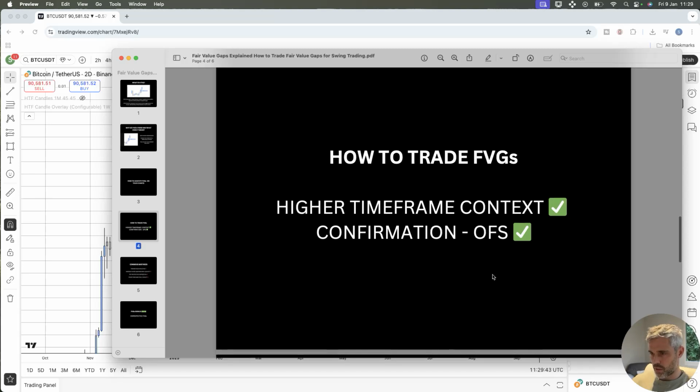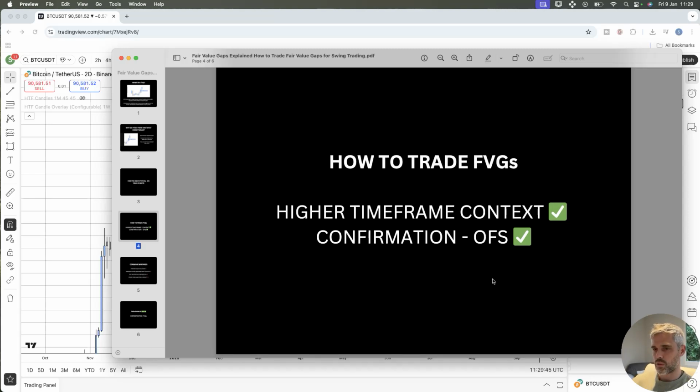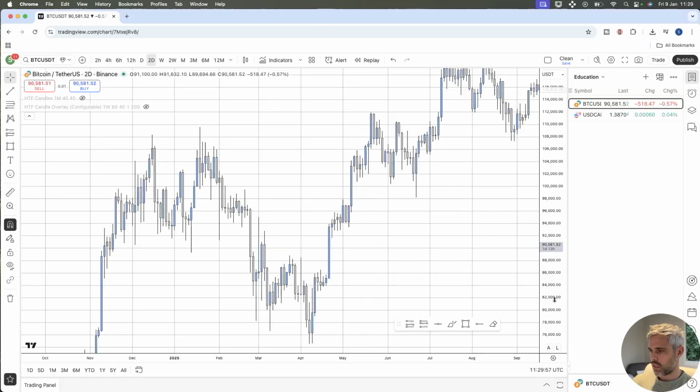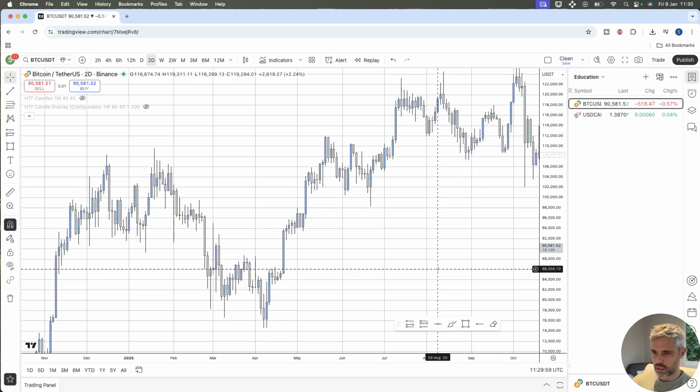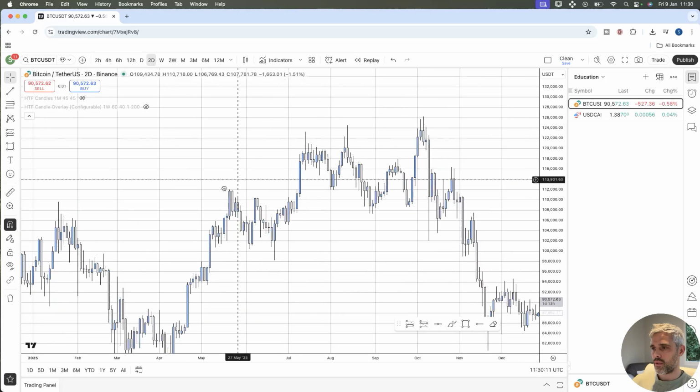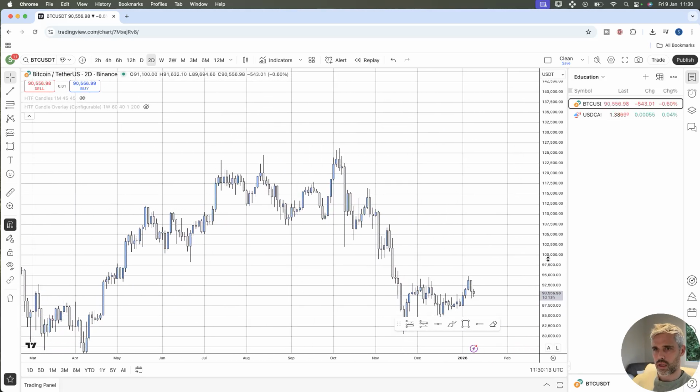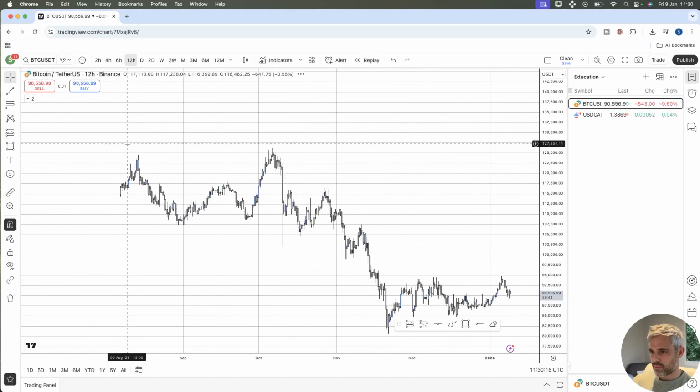Trading fair value gaps is something very different. This is where you need to then start to bring in a wider trading strategy. You need to always look at higher time frame context and always look for confirmation in your trades. But fair value gaps, like I've explained in other videos, are one point of internal range liquidity that you can trade from and place trades from. Now I'm going to just show you where this gets interesting.